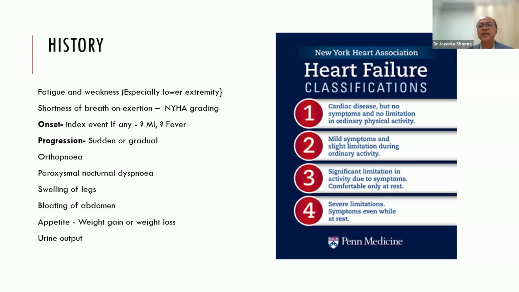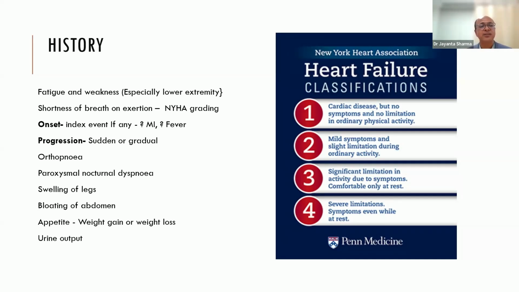As per the NYHA classification, class 1 is where the patient has cardiac disease, but there are no symptoms. If the patient has mild symptoms of SOB with ordinary activity, that is class 2. If the patient has a significant limitation of activity, due to work and so on, that is class 3. If there is a severe limitation of daily activities, it is class 4 of the NYHA grading.